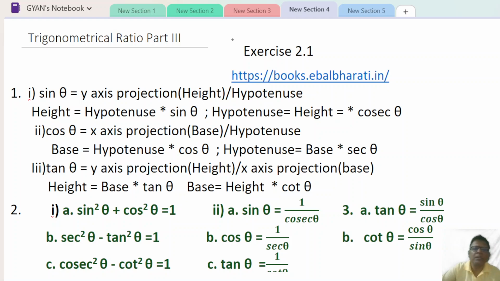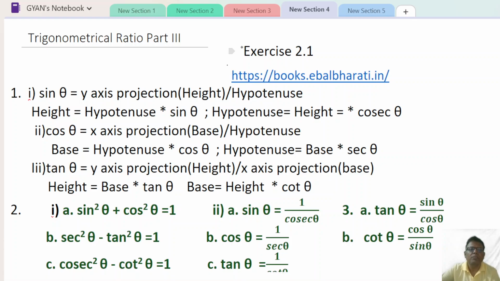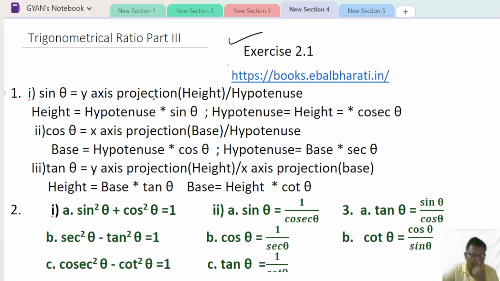As I have discussed earlier, we'll be following the Maharashtra textbooks, which you can download from this website free of cost. In this section we'll be solving exercise 2.1. Before solving this exercise 2.1, we should remember all these formulas.